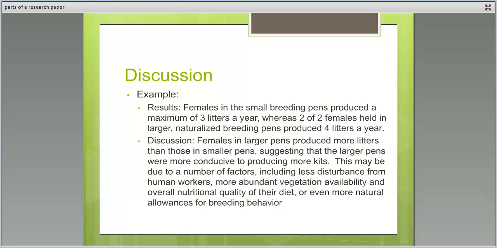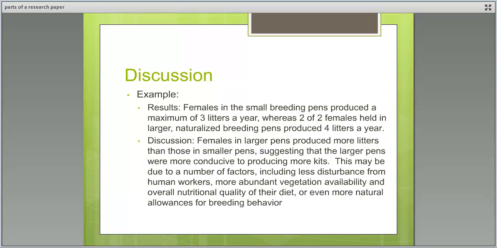So let's look at a little example here. In our results section, maybe you said females in small breeding pens produced a maximum of 3 litters a year, whereas 2 of 2 females held in larger naturalized breeding pens produced 4 litters a year. In the discussion, you might say something a little less specific, not necessarily include the numbers, say it a little more broad, and then interpret it.